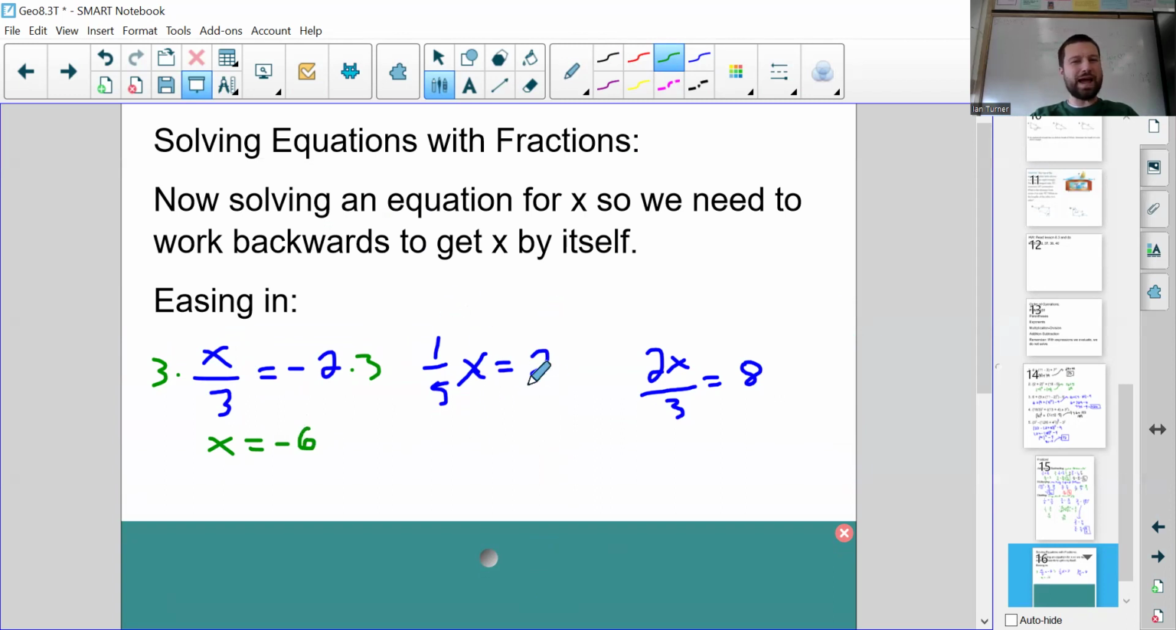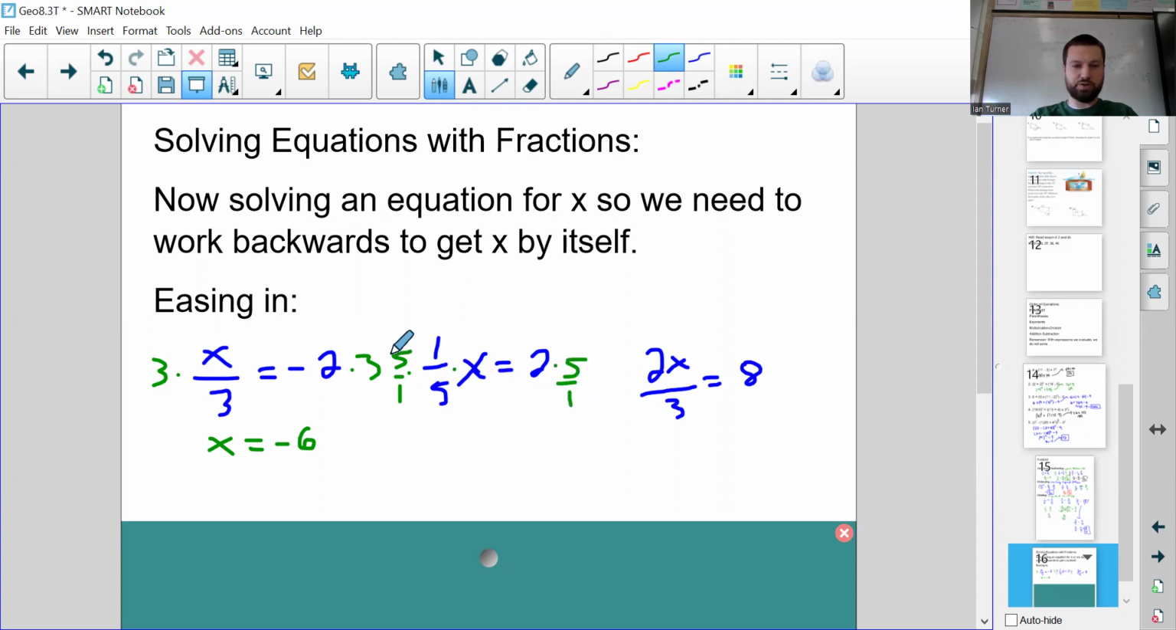Now, what if I have a fraction in front, though, instead of just division? Well, it's really the same thing, right? Multiplying by a fifth is the same as dividing by 5. So you could think about this as multiplying by 5, or you could think about flipping this. Remember, we don't divide by fractions. We multiply by the reciprocal. Multiply by 5 over 1.